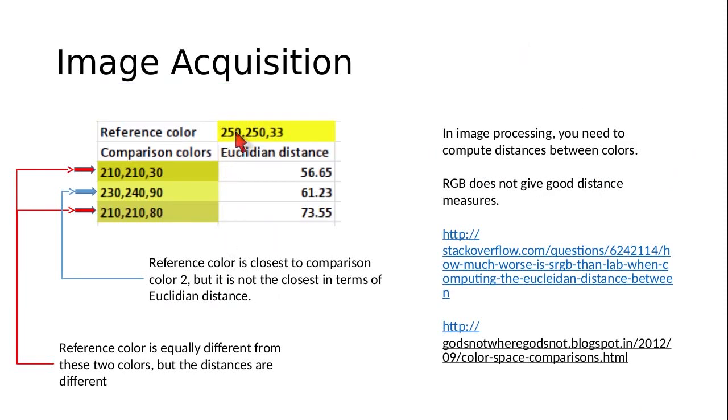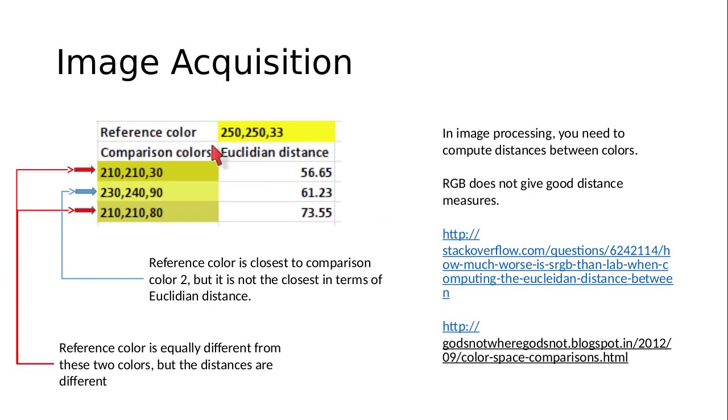Now what are the RGB colors in the reference? The RGB value in the reference is 250, 250 and 33. What is the red, green and blue value for color number 1? It is 210, 210, 30. And how do you compare the distance? So let us say we are doing Euclidean distance. Euclidean distance would be 210 minus 250 the whole squared, plus 210 minus 250 the whole squared, plus 30 minus 33 the whole squared, and then you do a square root of the whole thing.